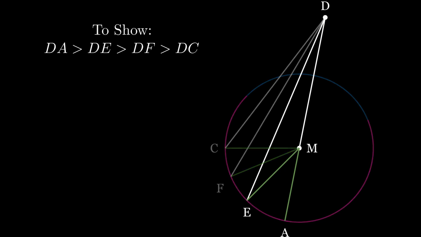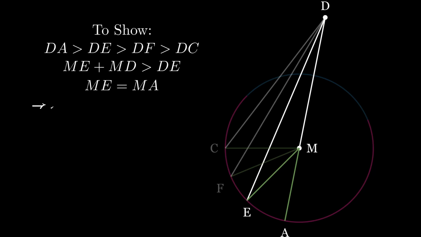Let's first prove that DA is greater than DE. Since DEM is a triangle, ME plus MD are greater than DE. But ME is equal to MA, so AM plus MD, which is AD, is greater than DE.